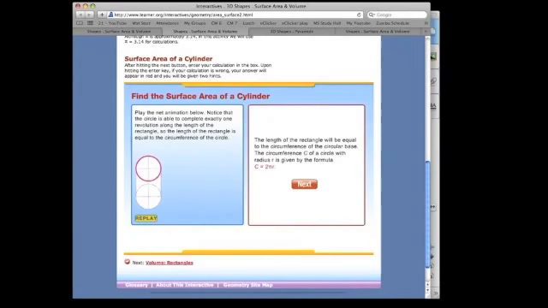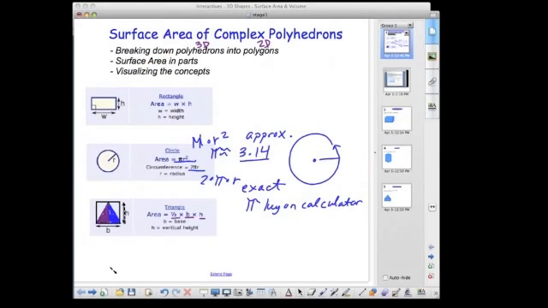In certain cases, when you're looking at the surface area of a cylinder, you may only be given the radius and the height. These are the only things you need to solve for the surface area of a cylinder, because you can use the radius to solve for the circumference, which will be equal to the length of the rectangle. So you do not necessarily need the length of the rectangle.